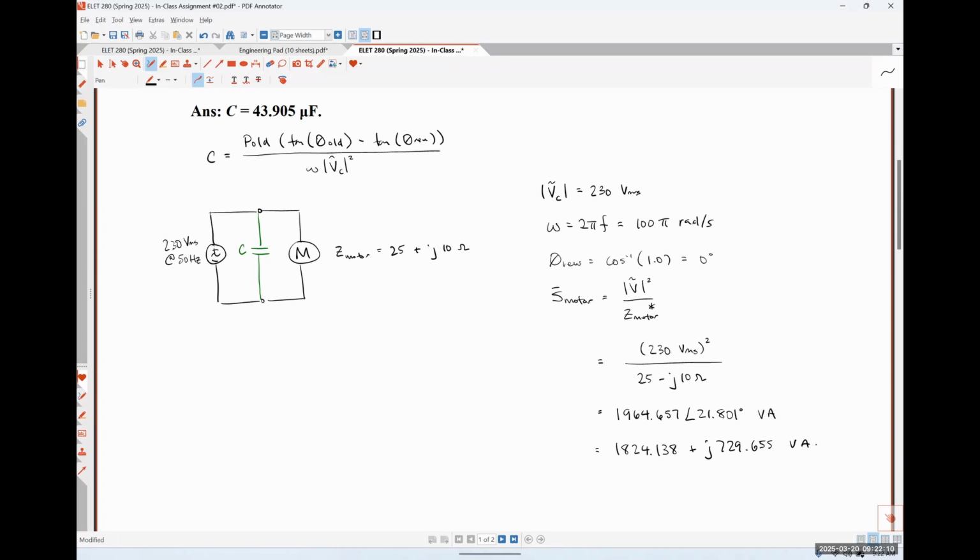So using these results for my complex power calculation, which of these four numbers is P old? Brandon. Exactly right. Average power, P old, is going to be the real part of our complex power, 1,824.138 watts. Great job. So I'm just going to make a note over here. P old is equal to 1824.138 watts. Okay?